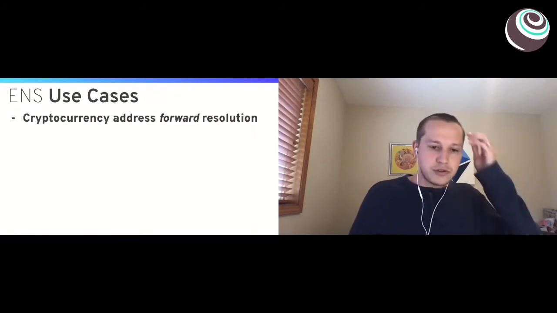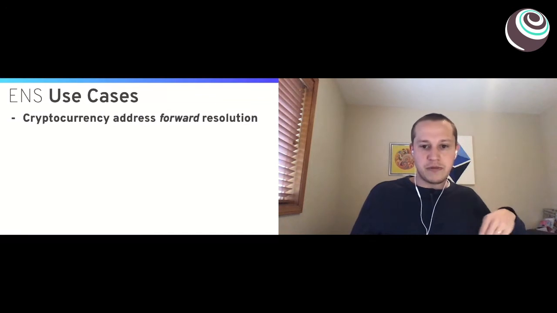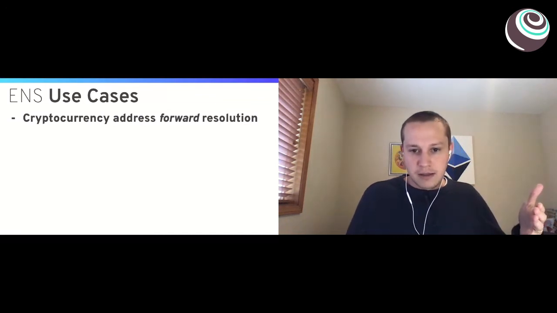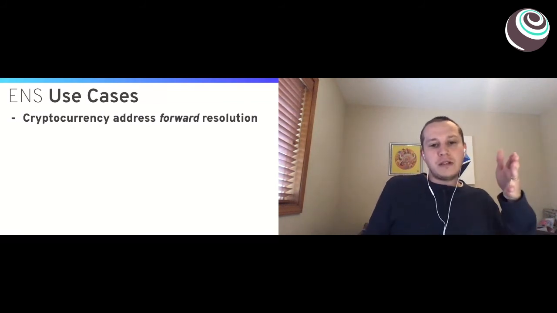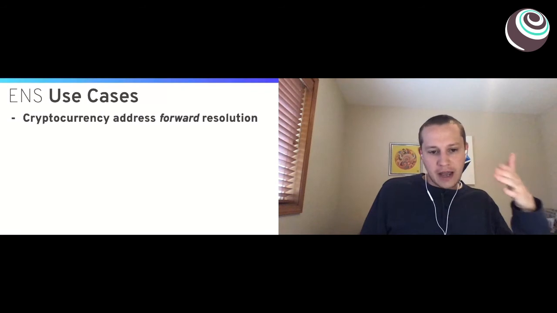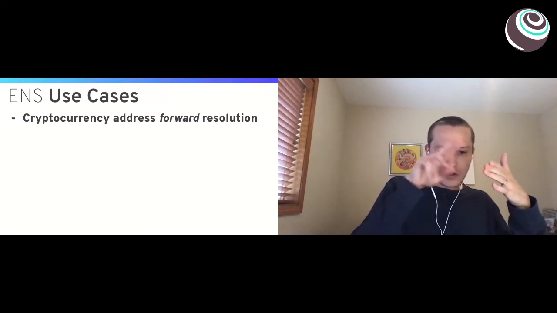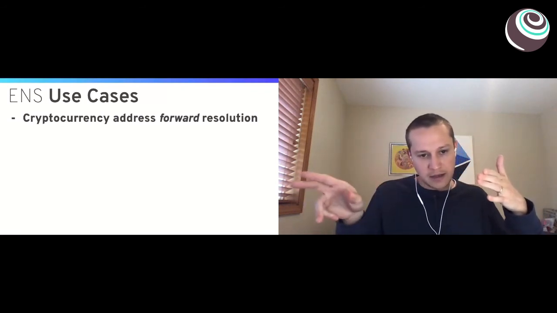So you're right. Maybe it could go mainstream, but we think this is much better. So forward resolution is what most people think of. Yeah, I don't even know my best friend's number by heart. People used to 20 years ago, but they don't anymore. So forward resolution is when you provide a name and that gets resolved to some data, in this case, a cryptocurrency address. That's forward resolution.